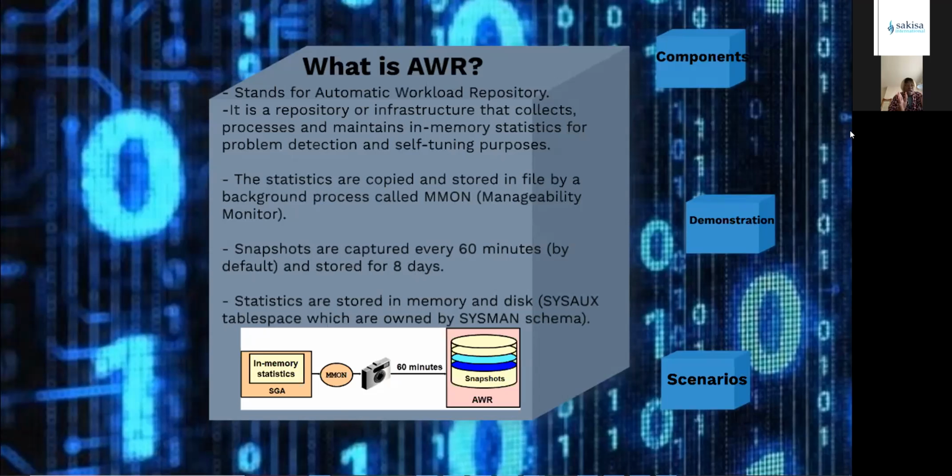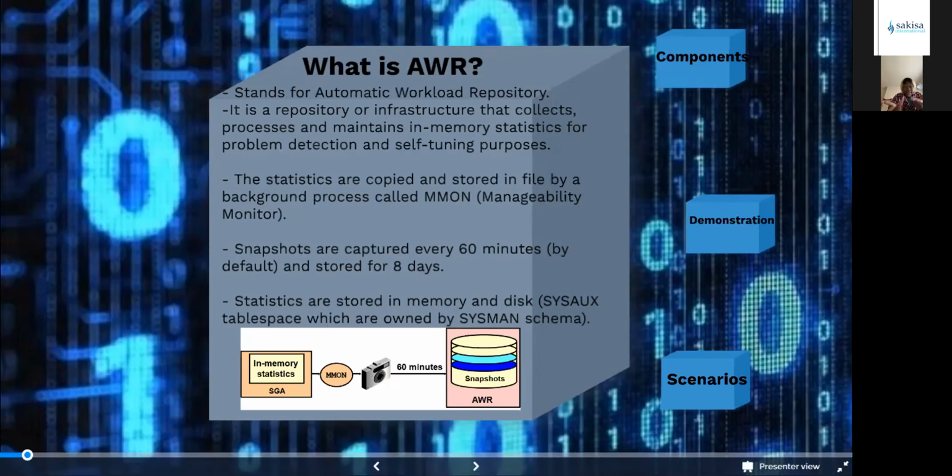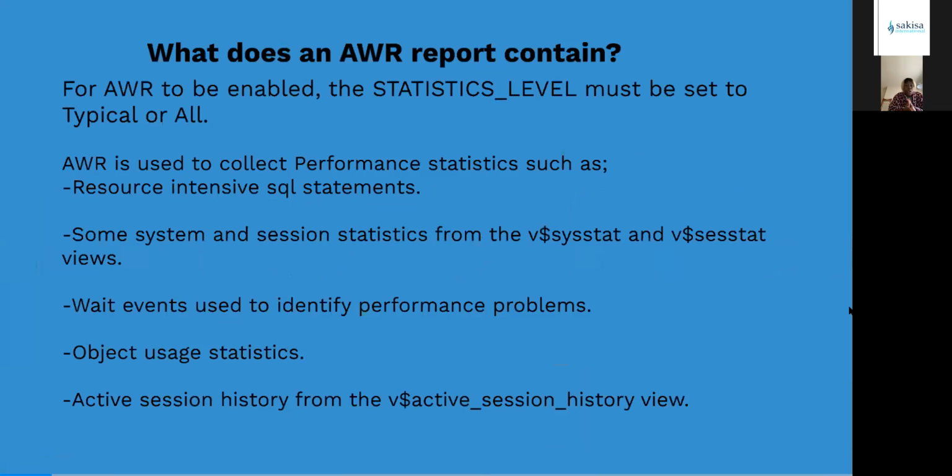AWR, what are some of the statistics that are collected by the AWR? We have the resource intensive SQL statements. We have the wait events that are used to identify performance problems. We have some system and session statistics from the V$SYSSTAT and V$SESSTAT views. We have the object usage statistics, and we have the active sessions from the V$ACTIVE_SESSION_HISTORY.